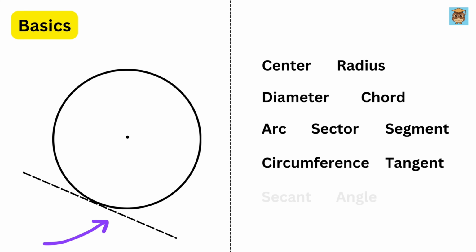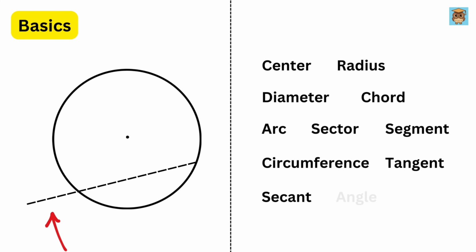Then a tangent to a circle is a straight line that touches the circle at exactly 1 point without crossing it, and a secant is a straight line that intersects the circle at 2 distinct points.